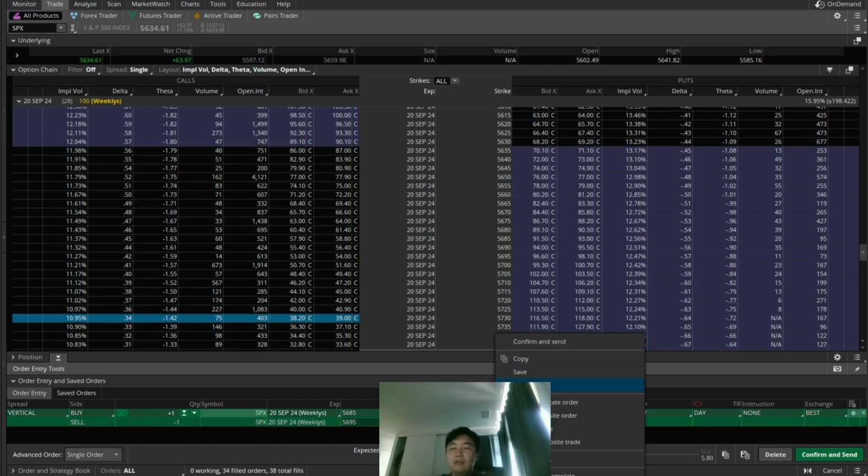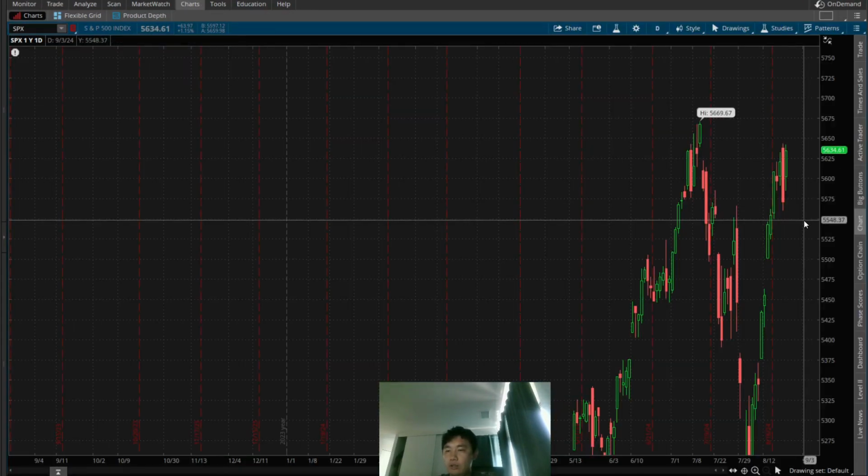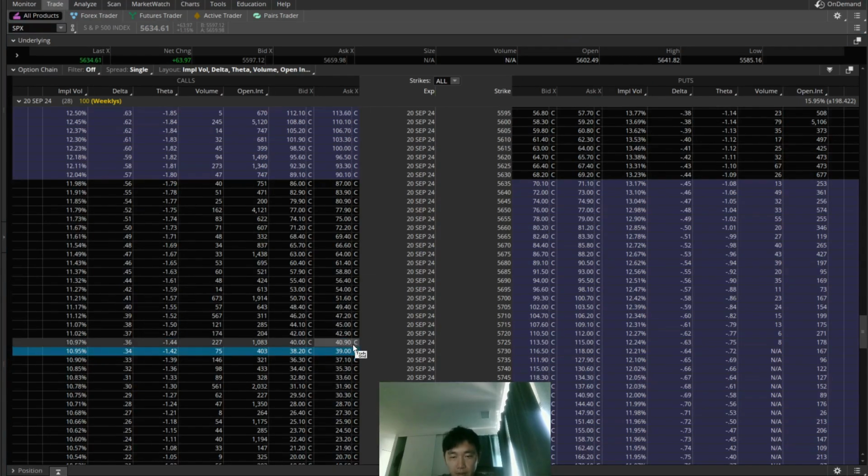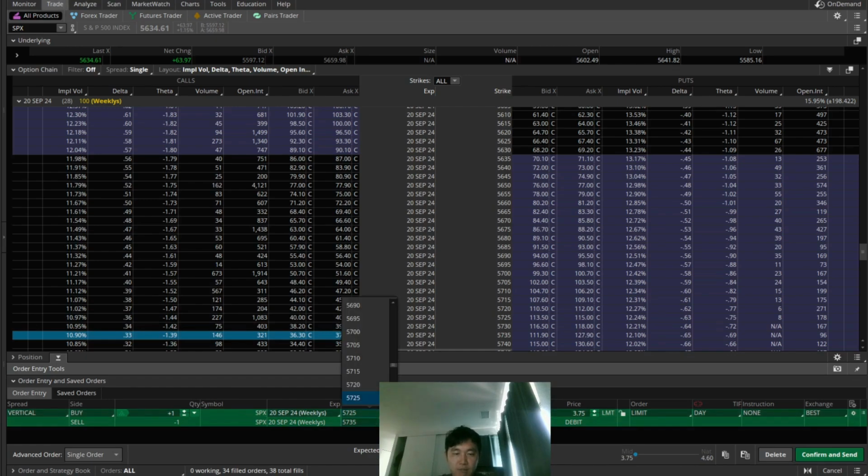And same thing, say if you wanted to get stopped out of the trade about 100 handles down, then you take the spread that you have and you can just go up the options chain by 100 points.